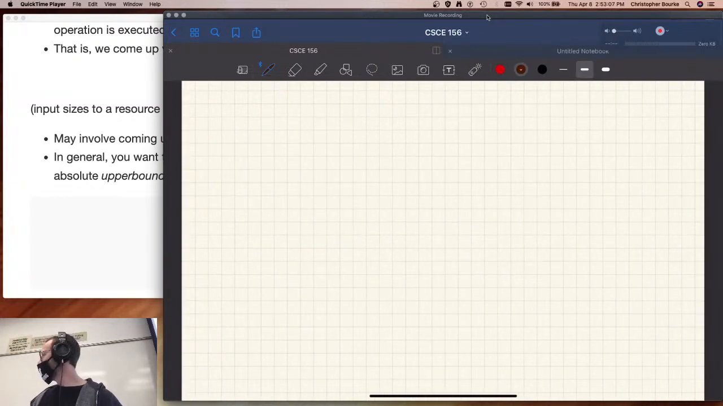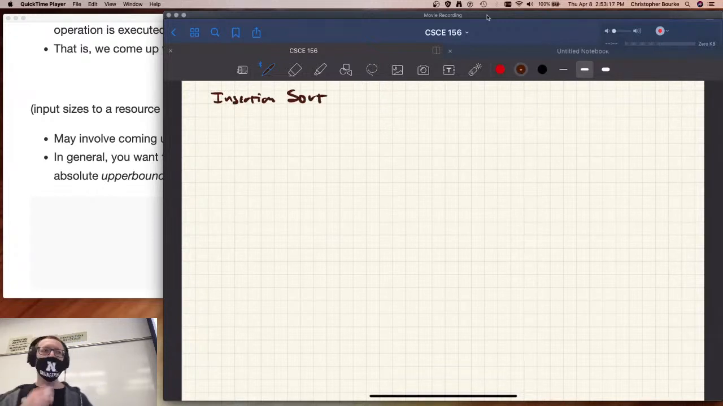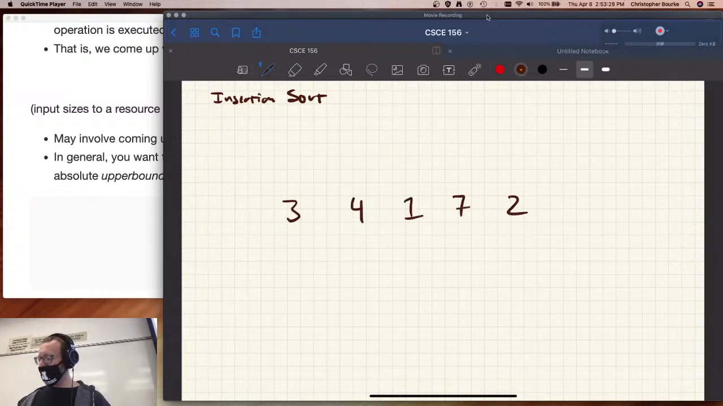All right, one more example, and we have a good amount of time here. So, insertion sort. Insertion sort is not a different type of sorting algorithm, but a different strategy to the sorting algorithm. So again, 3, 4, 1, 7, 2, 8, let's say. Here's the idea. You start at the beginning with an array or a list of size 1. By definition, that is sorted.